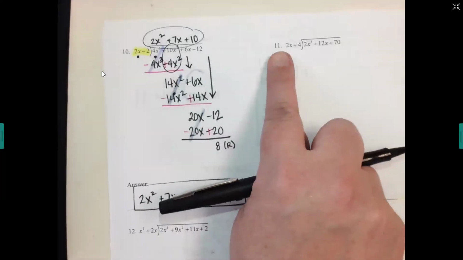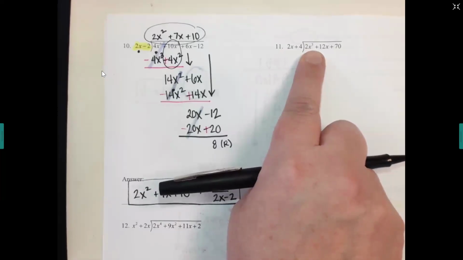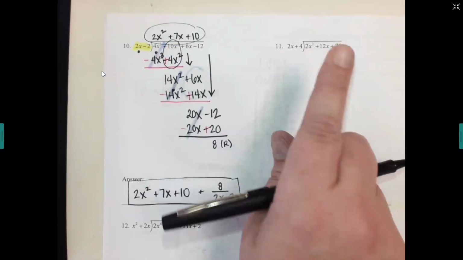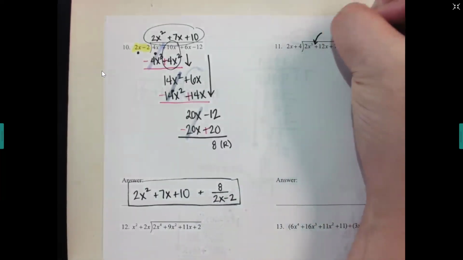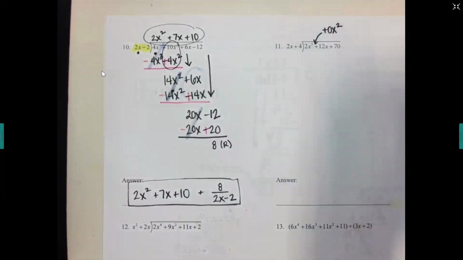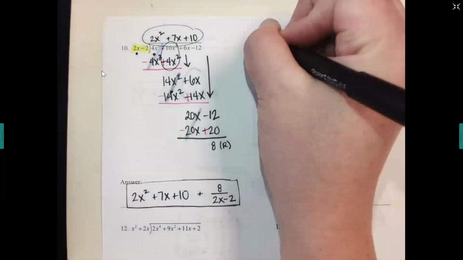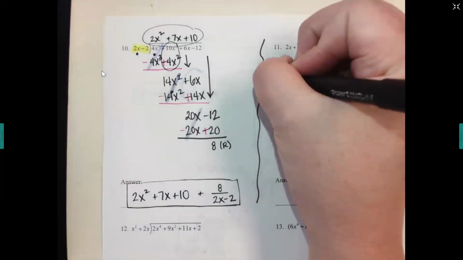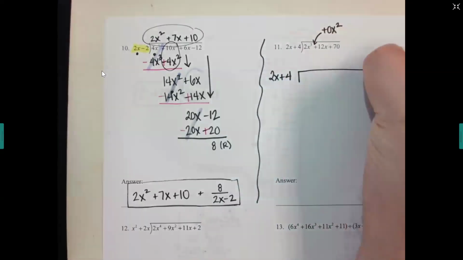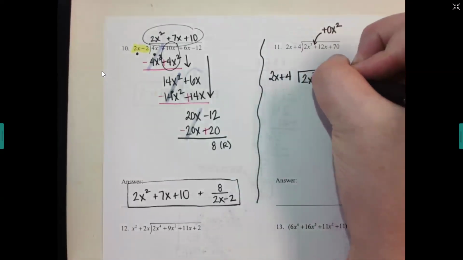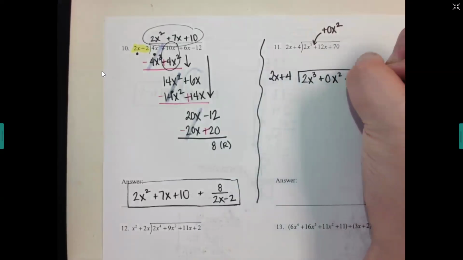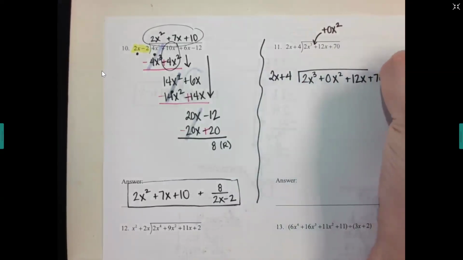So when you look at the next question, what x is missing between x³ and regular x? X squared, x². So you're going to have to write in a 0x squared. Otherwise, what's going to happen is all your x's aren't going to be lined up, and you're going to have to pretty much start over, unless you can keep track of it. So rewrite 2x plus 4 is dividing into 2x³ with 0x squareds, a 12x, and a 7.